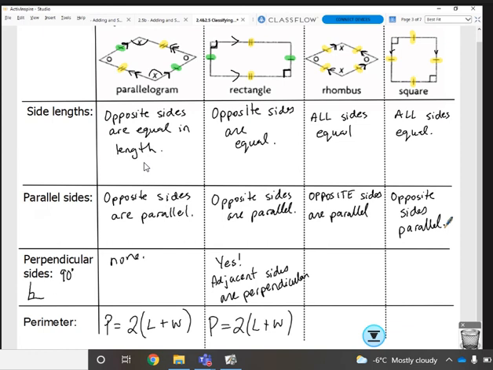They're the exact same shape so far in terms of what we're looking at until we get to this one right here, the perpendicular sides. A rhombus does not have any perpendicular sides, but a square certainly does. Adjacent sides are perpendicular. I can't fit the whole word perpendicular, so I'm just going to write perp.